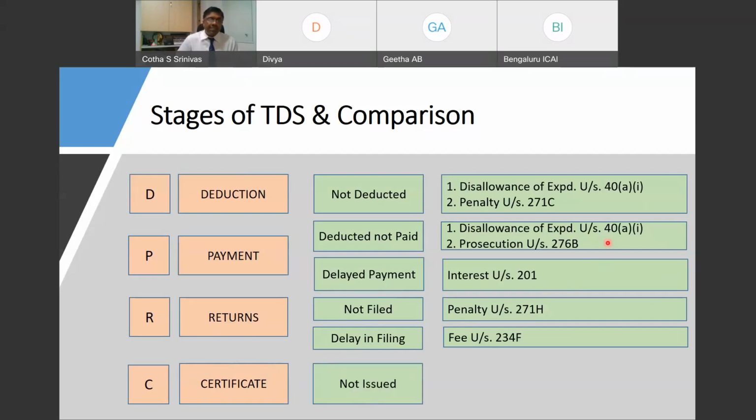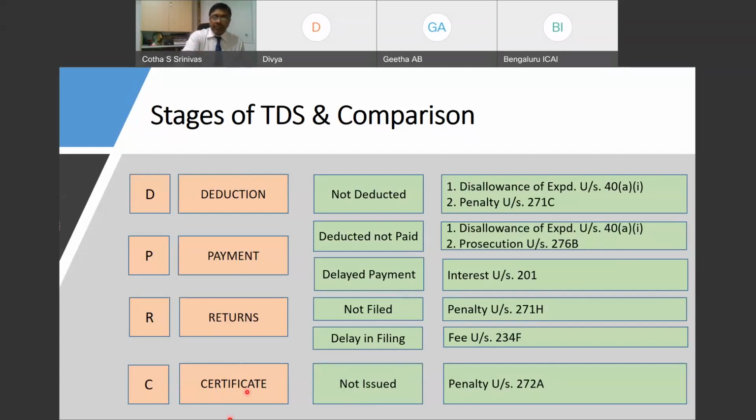The last one is the certificate. He has done the first three stages, but he has not done the last stage, that is, the certificate is not issued. What happens? Penalty under section 272A will be attracted. For every day of delay after the due date, there is a 100 rupees penalty. 100 rupees per day of delay will apply for not issuing the certificates.